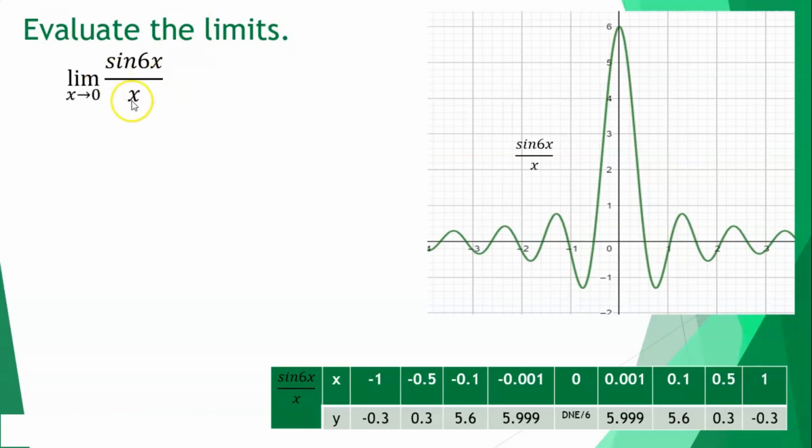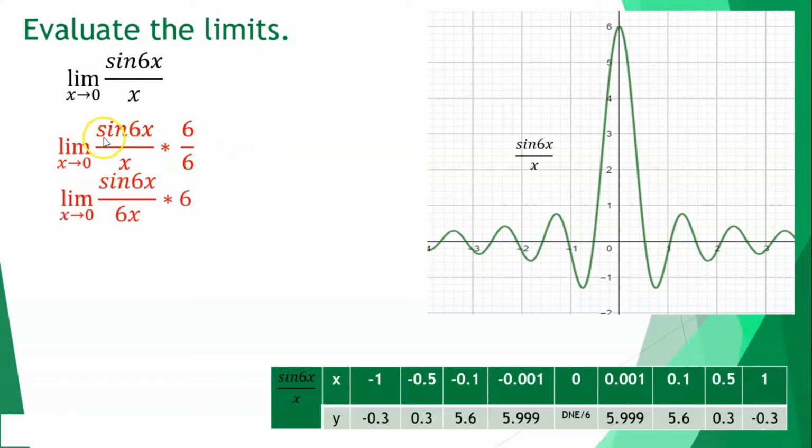So, again, with this one, the limit of sine 6x over x, we will multiply it by 6 over 6. Why 6 over 6? Because we will target that our values here would be the same. So if we have 6x here, we will also have 6x at the bottom. Simplifying further, this would become sine 6x over 6x, but our 6 here will remain as 6.